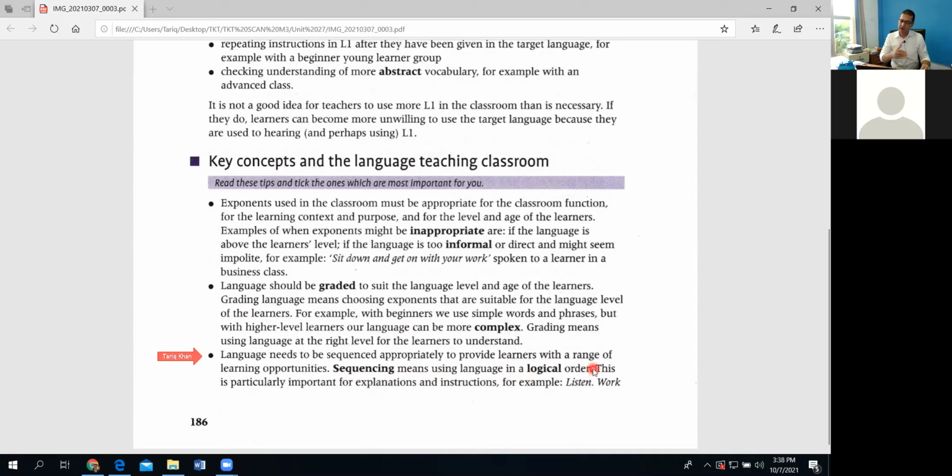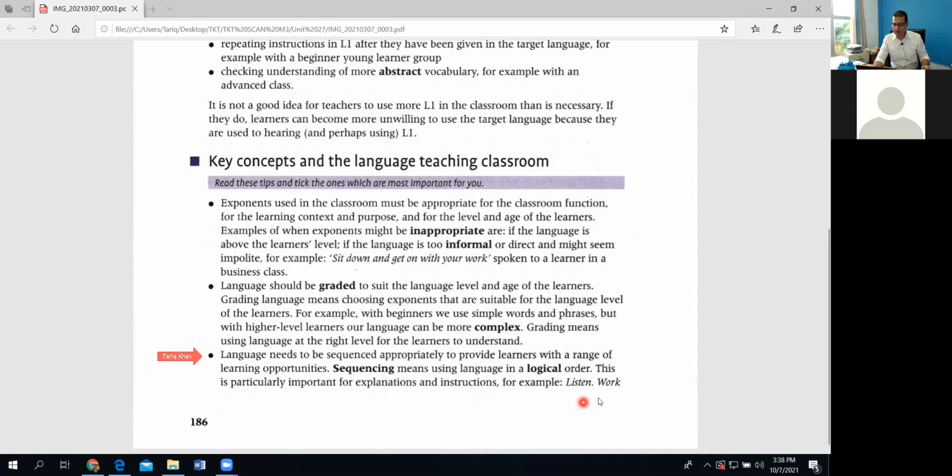Sequencing means stepwise, it goes and the student can follow it up easily. This is particularly important for explanation and instruction. Whenever you are explaining something or instructing something, it should be very much logically connected, so that they understand the instructions one by one, stepwise.